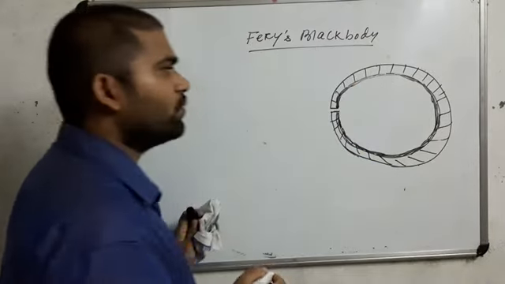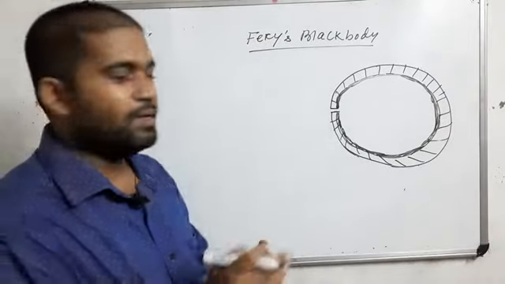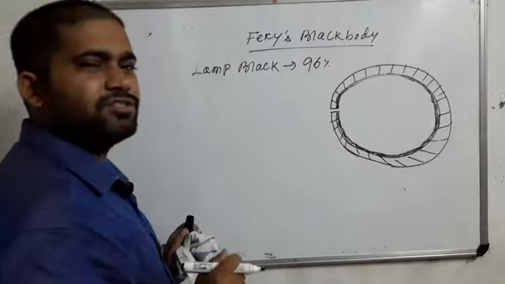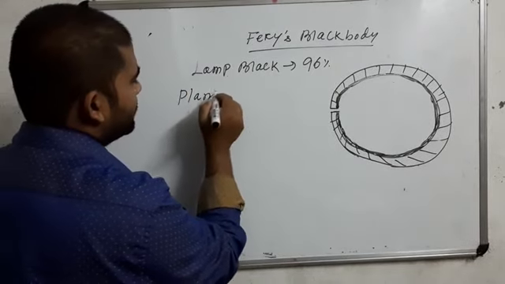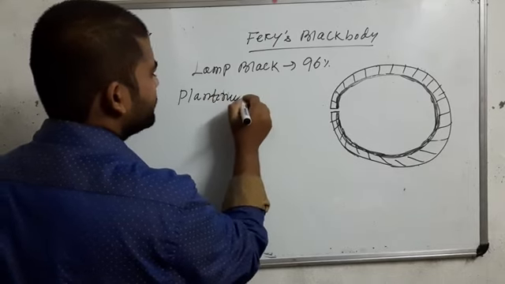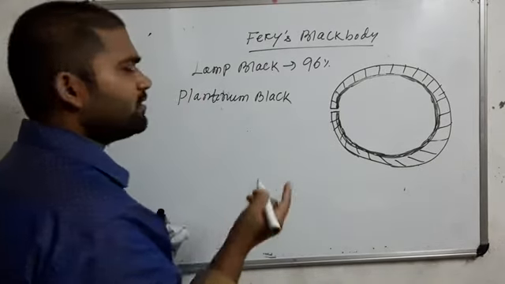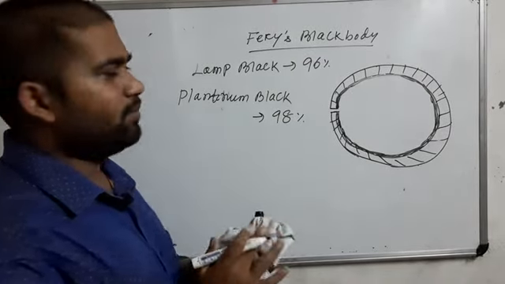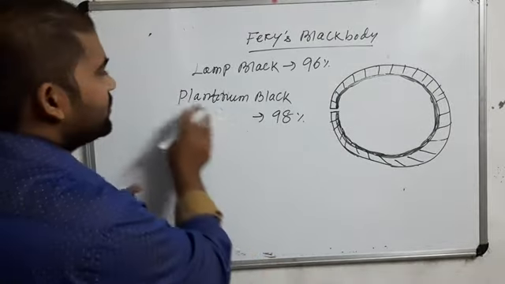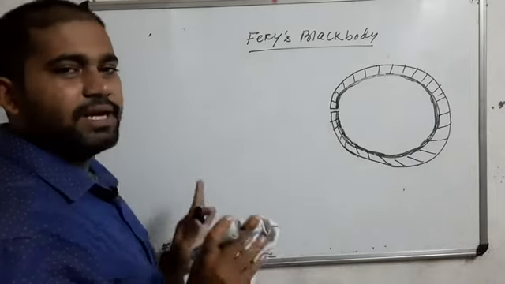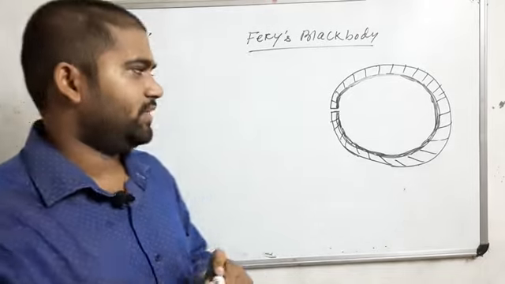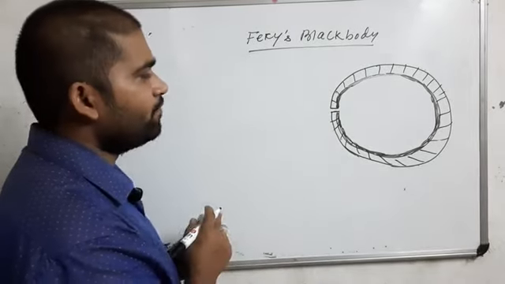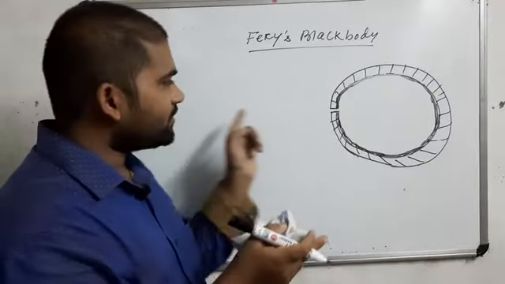Why did he coat the inside of the hollow sphere with lamp black? Because in the case of lamp black, the absorption is around 96%, and another one is platinum black, which has an absorption of 98%. In Ferry's black body, the inner surface is coated with lamp black because lamp black possesses a high absorption coefficient. And he made a fine hole on the surface of that body, such that the radiation can enter through this hole.